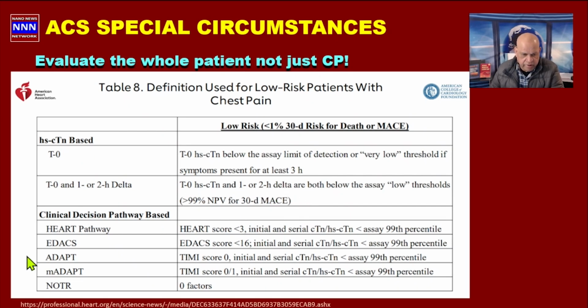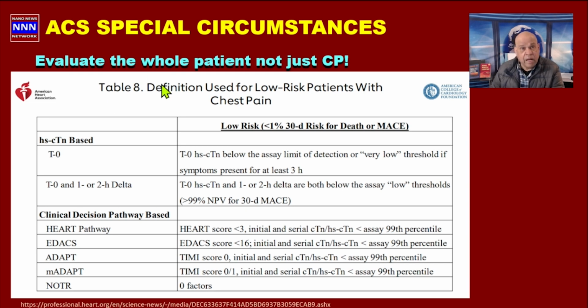And here are certain systems that you can use: HEART pathway, EDACS, ADAPT. Any one of these you use. You just have to pause this and look at this and determine, are we dealing with a patient with low risk? If that person falls into this category, these patients can be observed in the emergency room, and if everything comes out normal, EKG, normal troponin, the chances of them having an acute coronary event is exceedingly low.